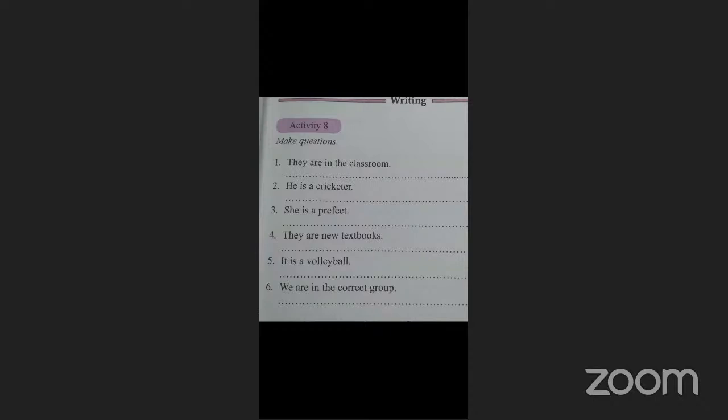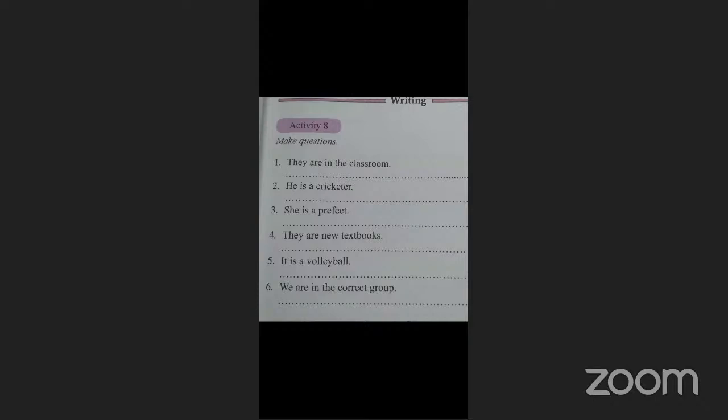Yes. What should you do? They are. Yes. You have the be verb are, so you have to take it to the beginning. Are they in the classroom?